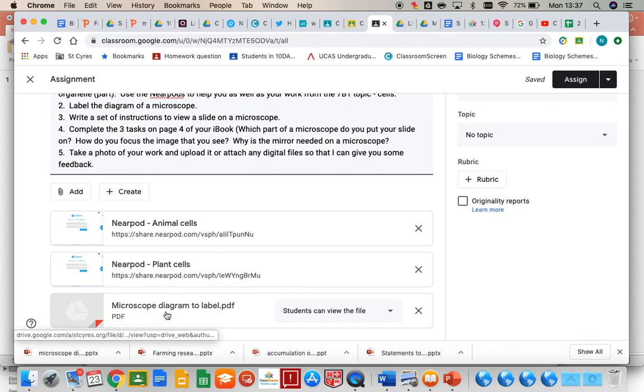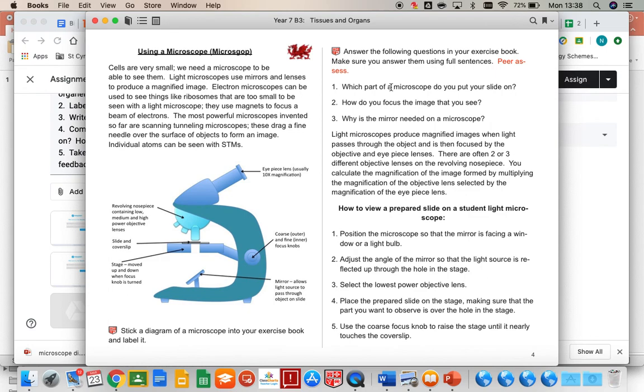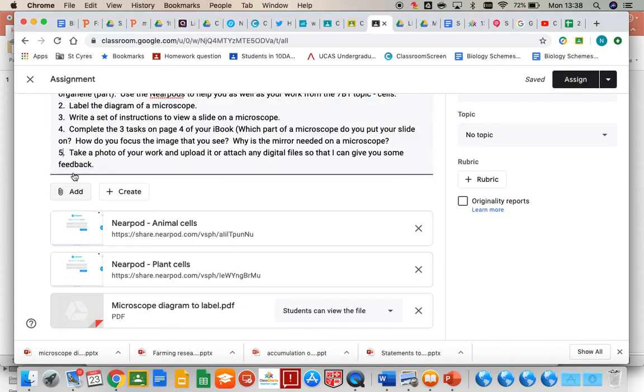Here's the diagram I want you to label, so you can either print that out if you've got a printer and stick it in your book and label it, or you could write on the PDF itself and attach that copy for me. Then three tasks on the iBook, so these are the ones just here, to show that you've understood how microscopes work. And then finally, the set of instructions as well.